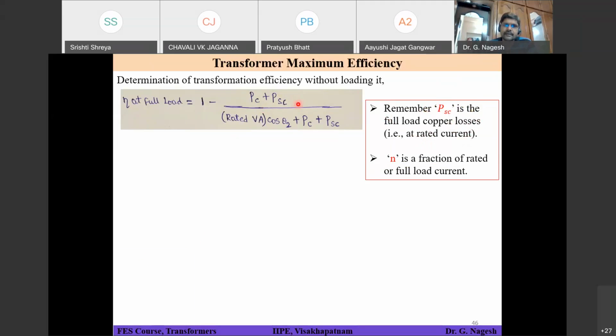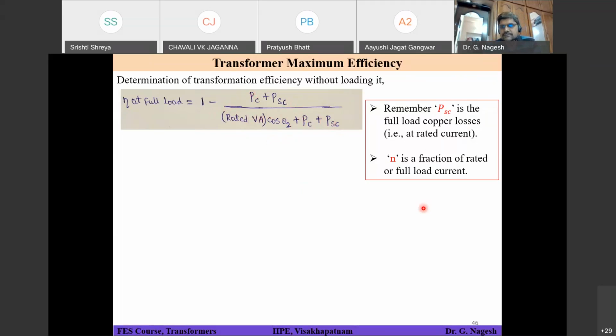And what will be the input at that condition? That is the rated volt amperes into the power factor at that condition, plus again the losses, because this is the output. Output plus losses is nothing but your entire input. So 1 minus losses divided by input. By using this formula also you can calculate the efficiency. That means output by input we have only changed into this format. That's all.